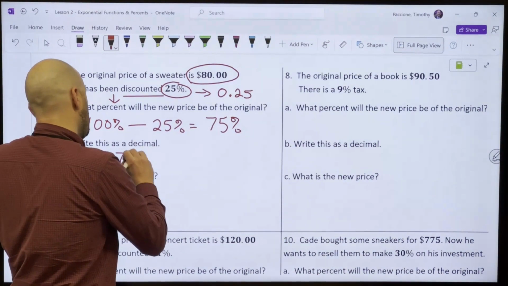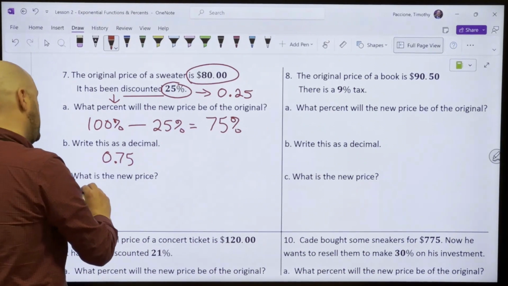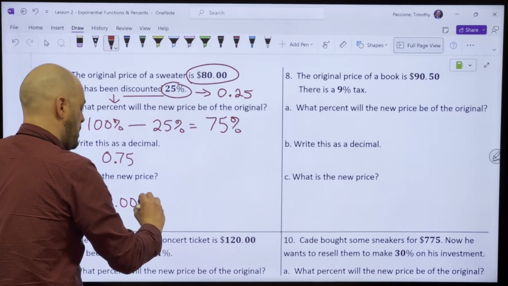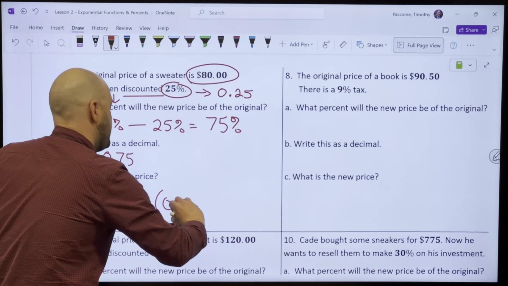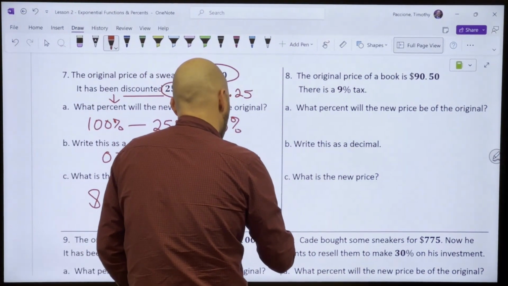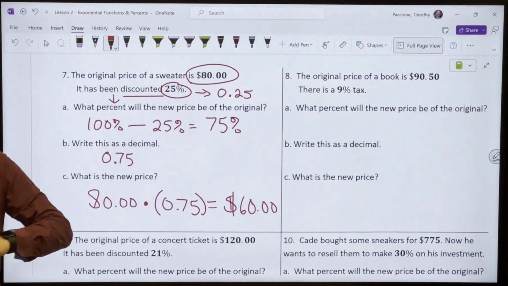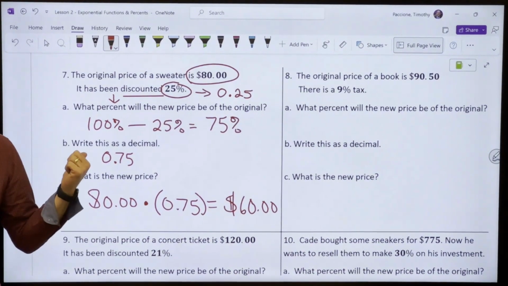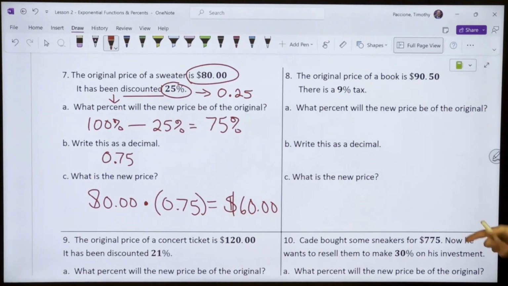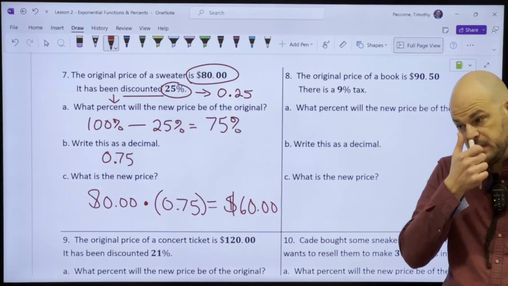0.75. And we want to know the new price. So how do we calculate it? 80 times 0.75 equals $60. We get right to our new price, right? Remember, the alternative was to do, okay, 25%, then we subtract that, then we get our answer. We just jump right to our answer, okay? All right, go ahead and try these other 3. I'll give you a minute or so, and then I will go over them, and we will move to the back side where we're in exponential equations, okay?